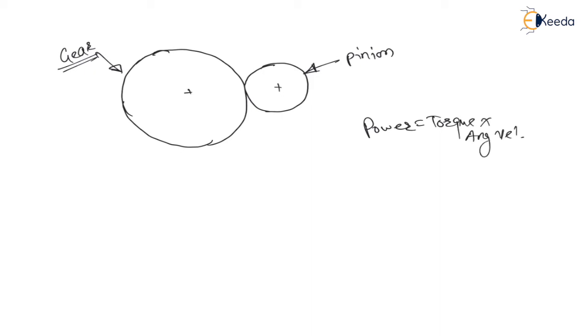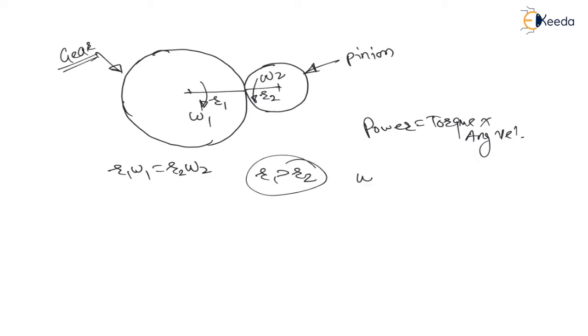Now see, let us say for the larger gear, the radius is R1 and the angular velocity is omega 1. For the smaller gear, the radius is R2 and the angular velocity is omega 2. Already we have seen that R1 omega 1 is equal to R2 omega 2. Now, as R1 is more than R2, omega 1 must be less than omega 2. This means the smaller gear is having more angular velocity.